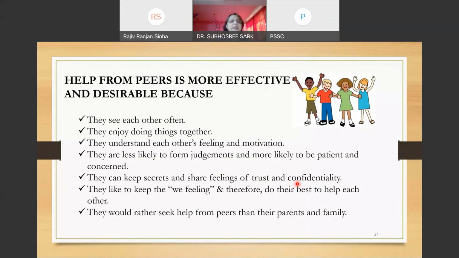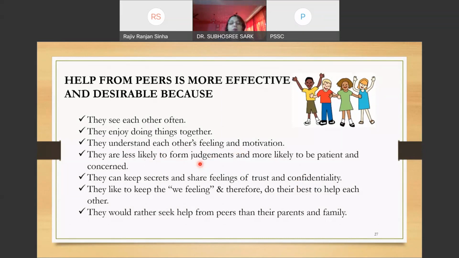As I was just saying, they see each other more often, they enjoy each other's company, they understand each other's feelings and motivation. Yes, they say nobody understands me. What does an adolescent say? Nobody understands me. He will go and confide in his friend. Is it not? And they don't form judgments.